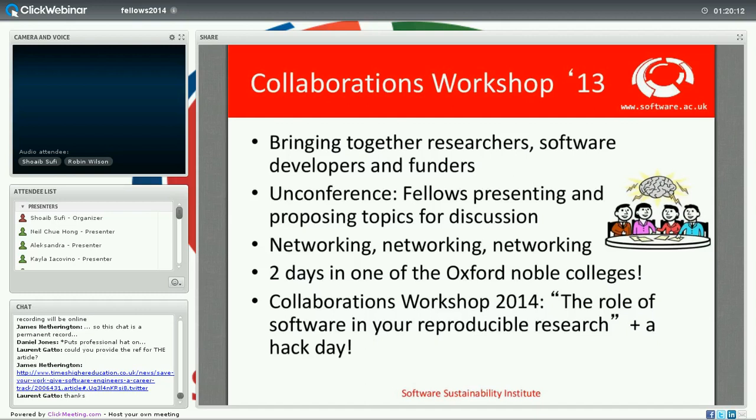So it's held in Oxford. We hope to hold the next one in 2014 in Oxford, and we're going to have a focus on reproducible research, and hopefully also have a hack day attached to allow people to really develop their ideas, not just produce a synopsis of their idea. It should be interesting and fun.